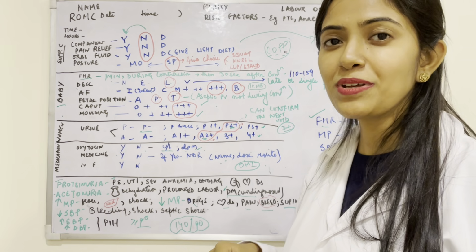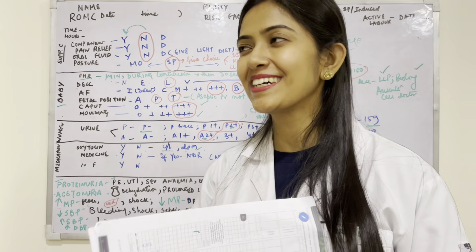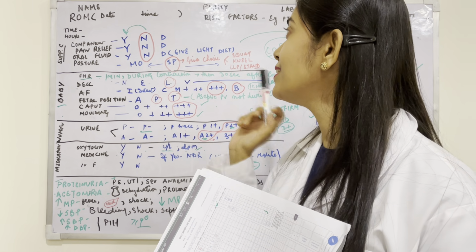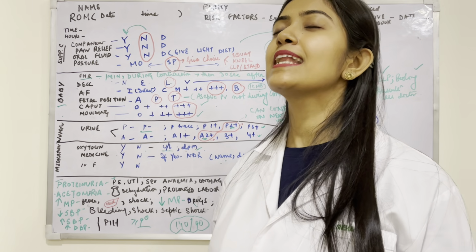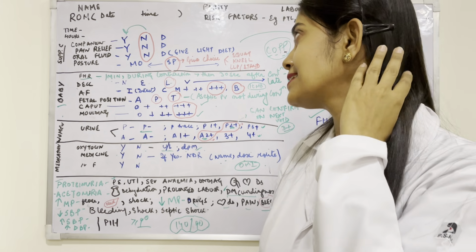Now posture cannot be yes, no, or denied. There has to be a posture. So it is either a mobile posture or a supine posture. We don't want a supine posture because we know if she's lying supine, the gravid uterus is going to compress the IVC.